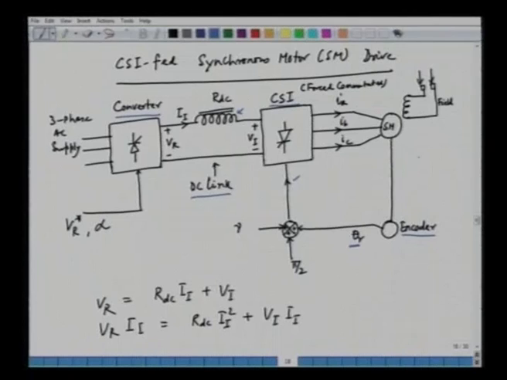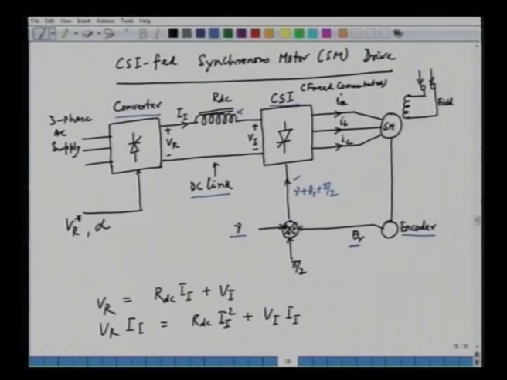So we define an angle gamma. A little later we will see the significance of this gamma. We have a phase shift of pi by 2, and the angle that we get here is gamma plus theta r plus pi by 2, that is fed to the CSI to determine the phase of the current that is injected into phase A, phase B, phase C of the stator of the synchronous motor.